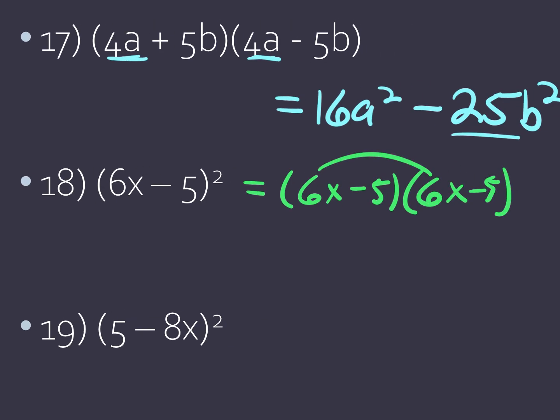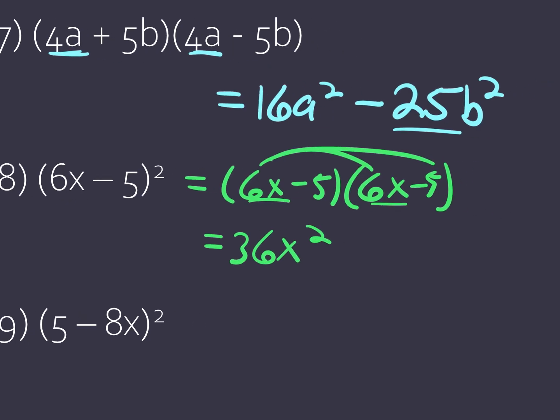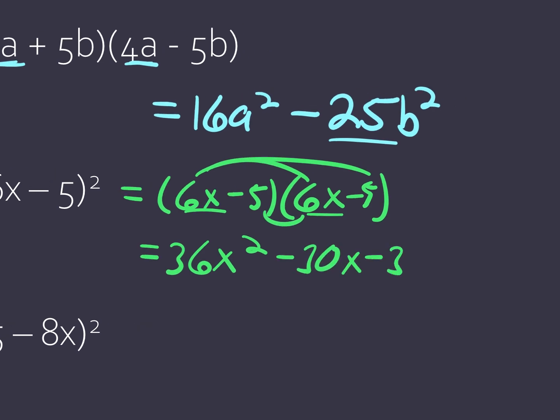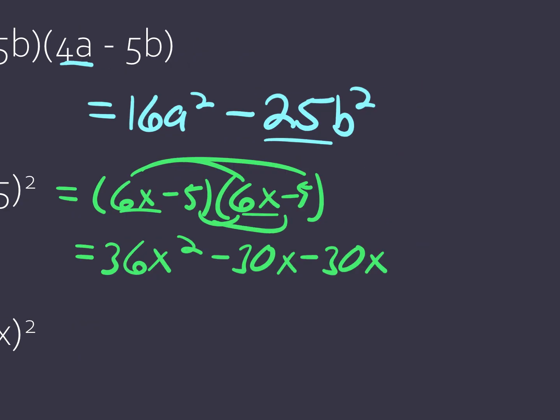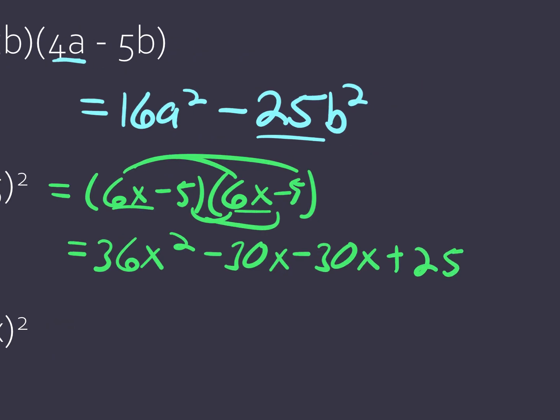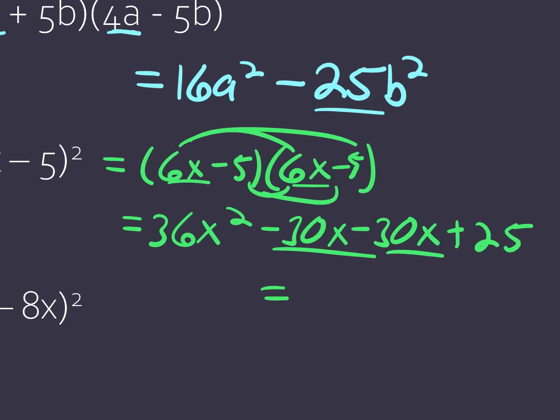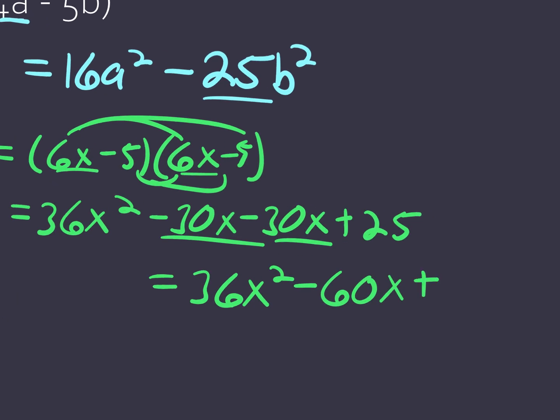And then when you FOIL it, what is your first term? 6x times 6x, what does that get you? Good. Outer times the outer, 6x minus 5 is going to get you negative 30x. Inner times the inner is going to get you negative 30x. And then the last times the last is going to get you plus 25. Notice here you can combine negative 30 minus 30, and that's going to get you, good, right? So you get 36x squared minus 60x plus 25.